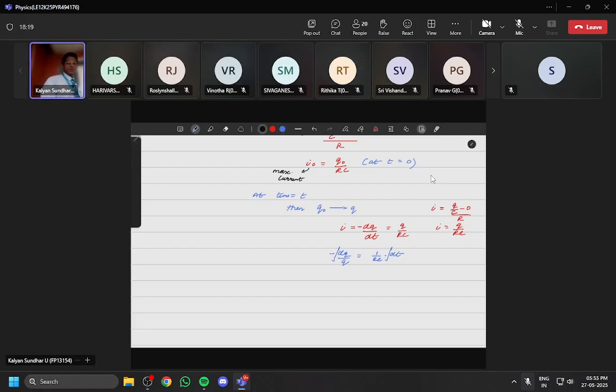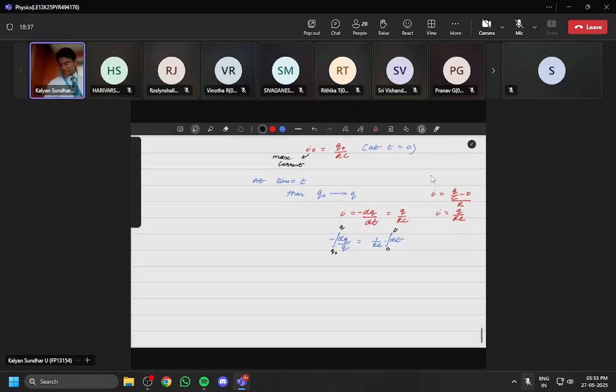Now the integration. What about the integration limits? From where to where? Initially, how much charge is there? Q naught. Finally, it is going to obtain a value of q. And what about the time? 0 to t. Right? So this will be minus ln, q naught to q, equal to t by RC. Correct?